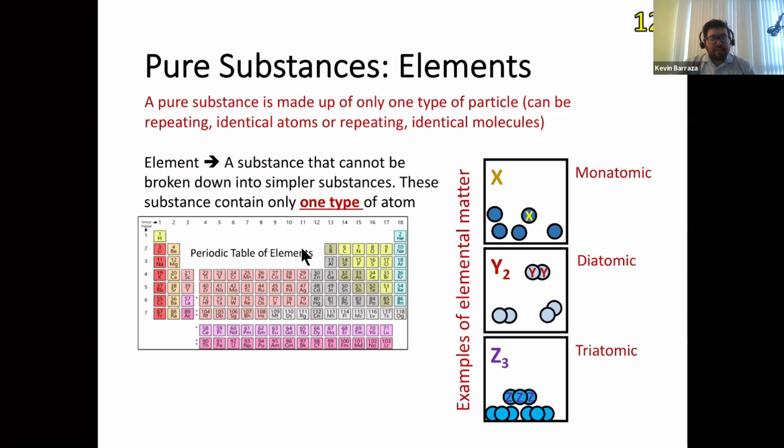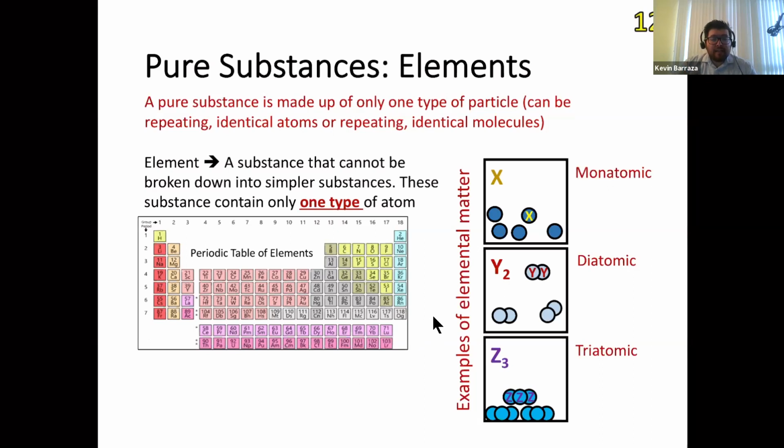So if the substance is on the periodic table, then it is an element. It is what I like to call the alphabet of the universe. These are all of the little letters that make all of the words of matter. So, you know, everything can be broken down into the letters of our chemical alphabet. And so that's what we're going to focus on when we talk about elements.